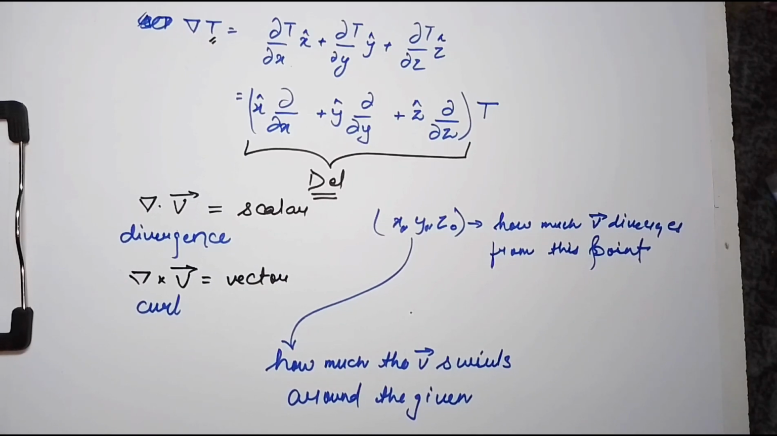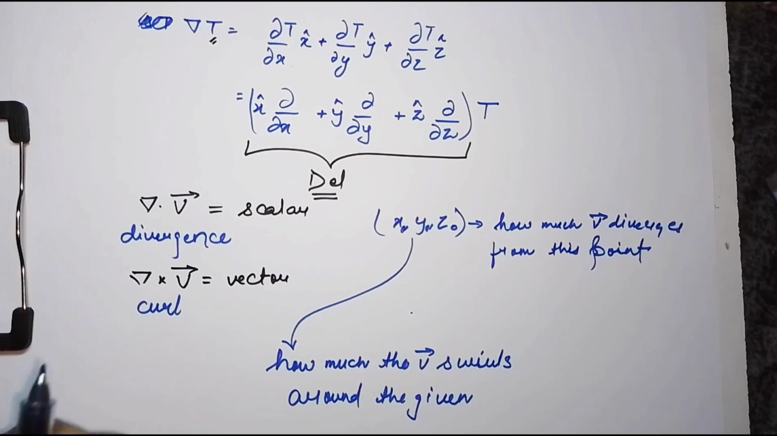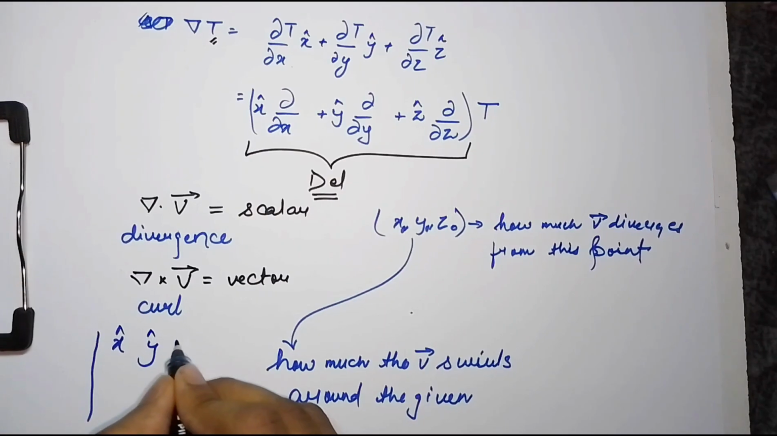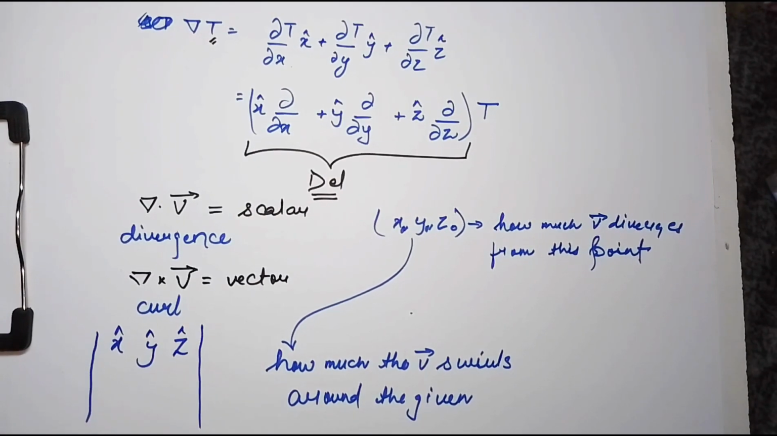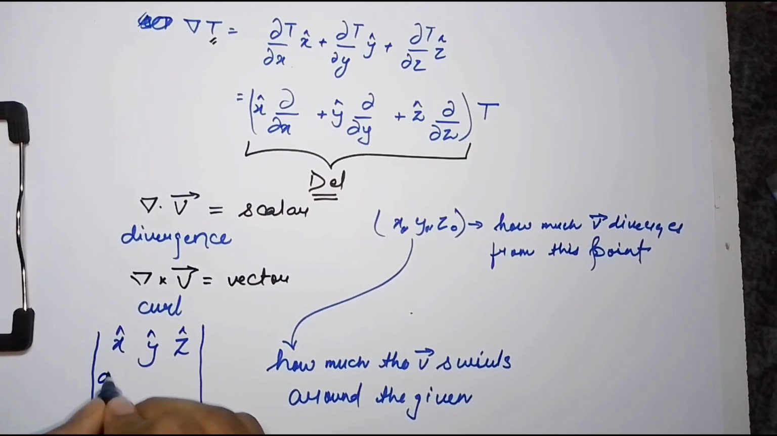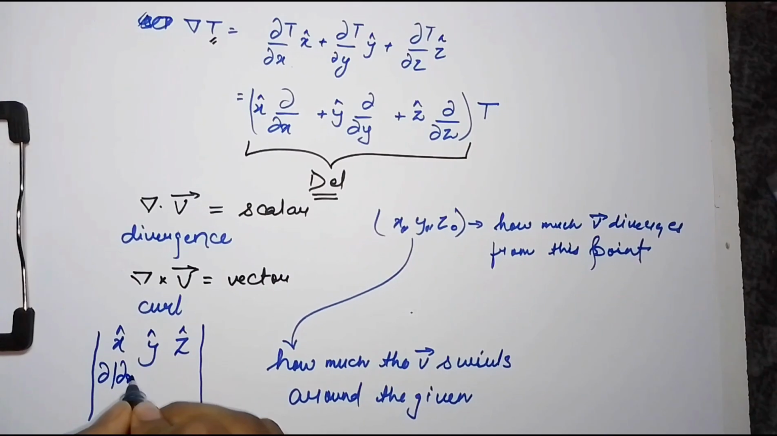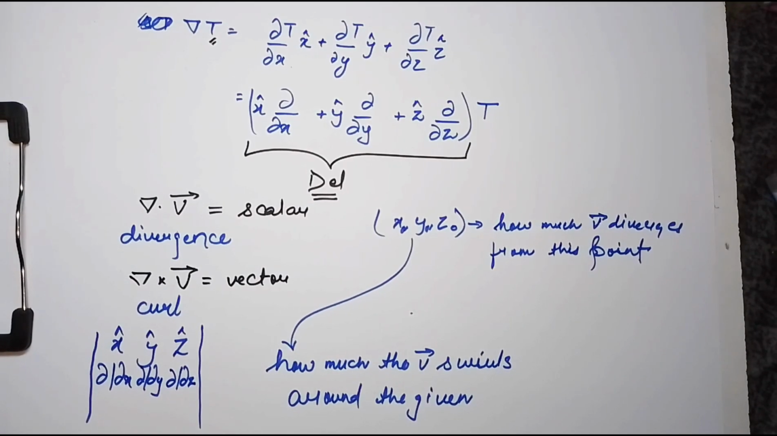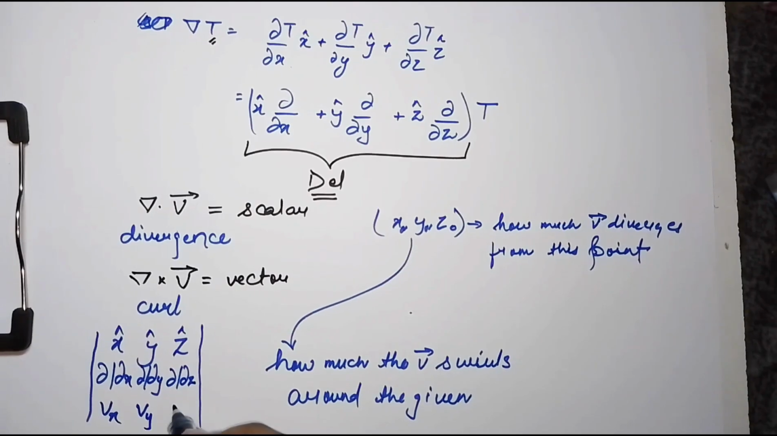So let me make it short for you. We will use the same method that we used earlier for taking out the vector product. In this, what we would do is write x cap, y cap, z cap, and d upon dx, d upon dy, and d upon dz. And in the lowermost row, we would write vx, vy, vz.